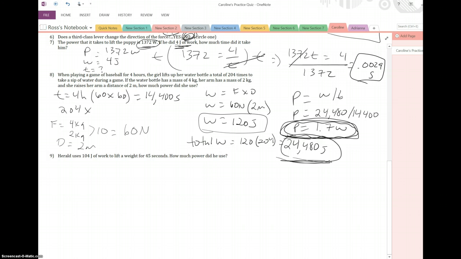Final question. Harold uses 104 joules of work to lift a weight for 45 seconds. How much power did he do, or did he use?